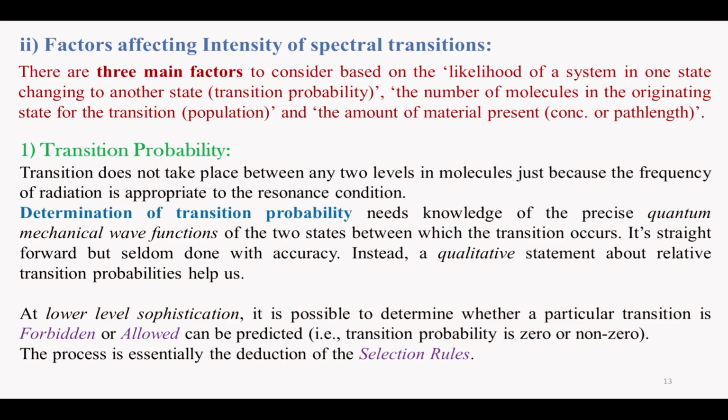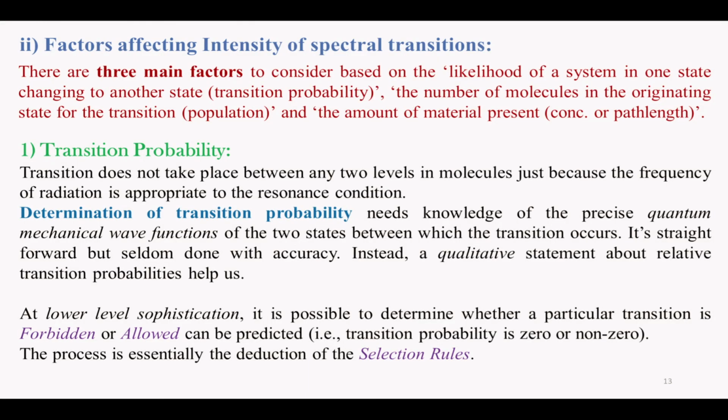One is the transition probability. Transition probability is like you have a class of BSc first year, 100 students, and we are thinking about the probability of a student going from first year to the BSc third year. What is the probability? This is nil, because it is forbidden. If it is forbidden, that means you will not have any intensity. 100 students in BSc first year, you will have 0 in BSc third year, because the system does not allow any student to promote from BSc first year to third year. So the probability is 0.